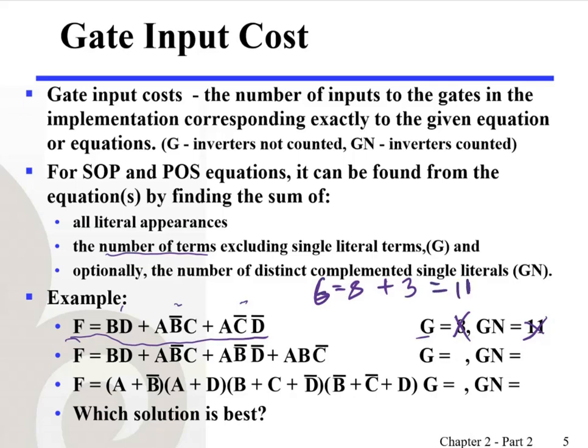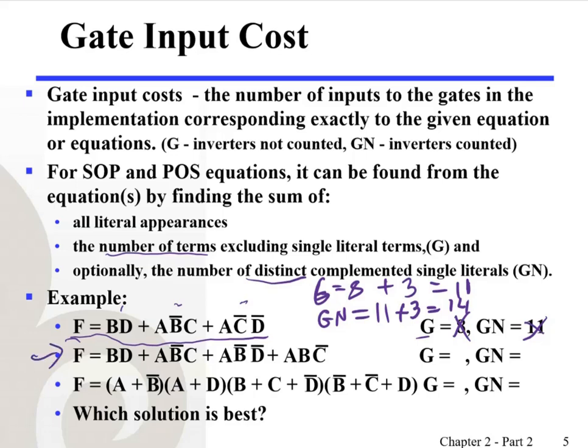So Gn will be equal to 11 plus the distinct complemented single literals. They are B complement, C complement, and D complement, which is 3. Then 14. So G is equal to 11 and Gn is 14.